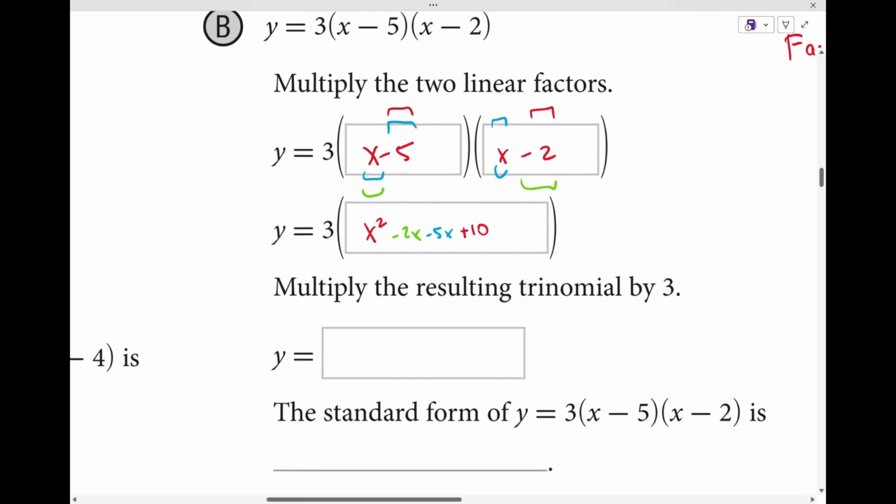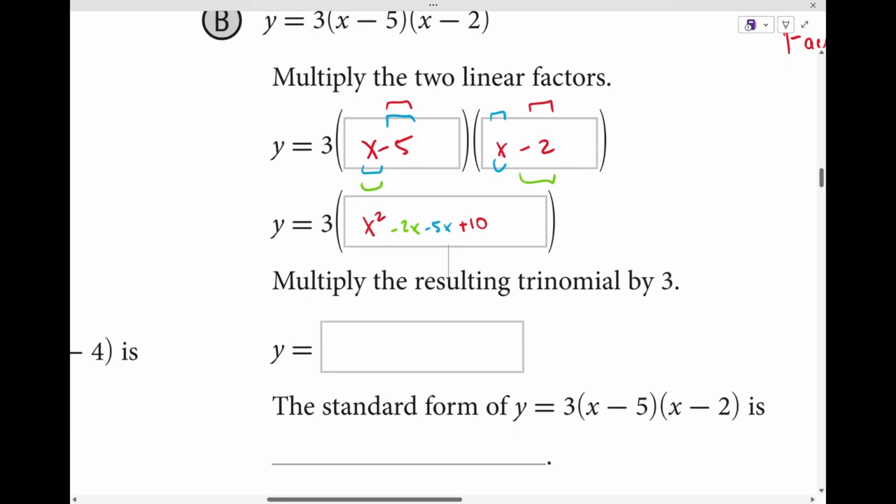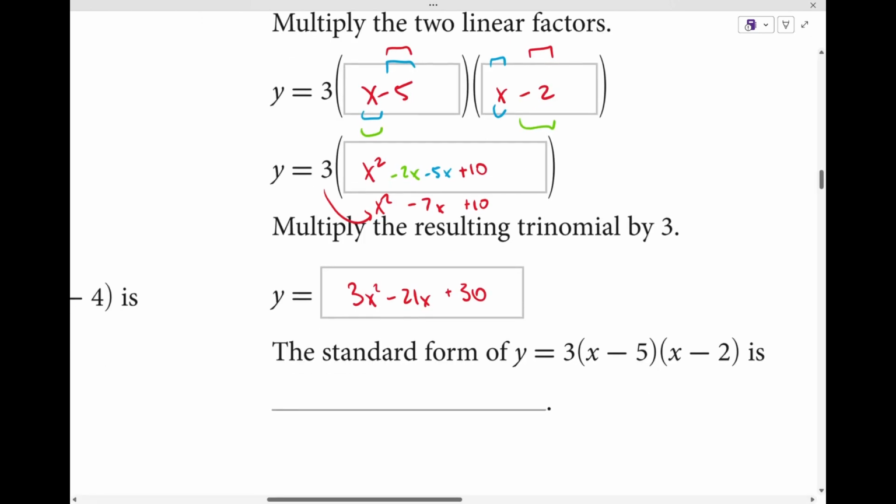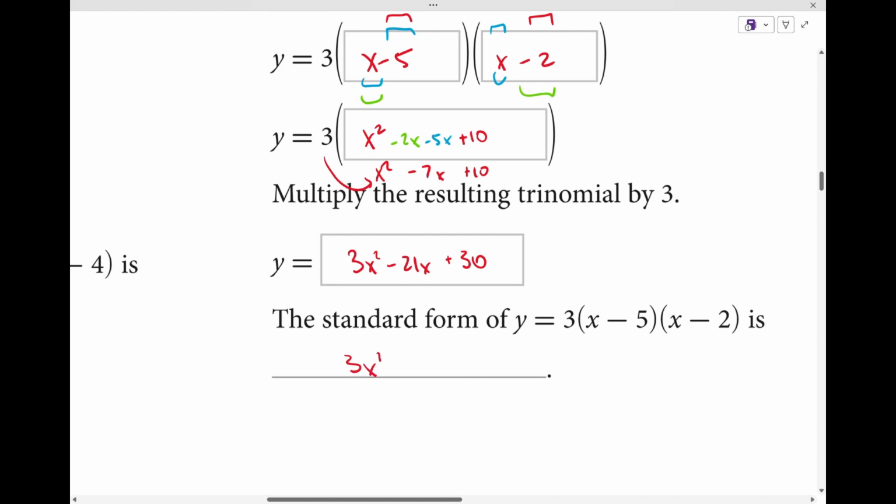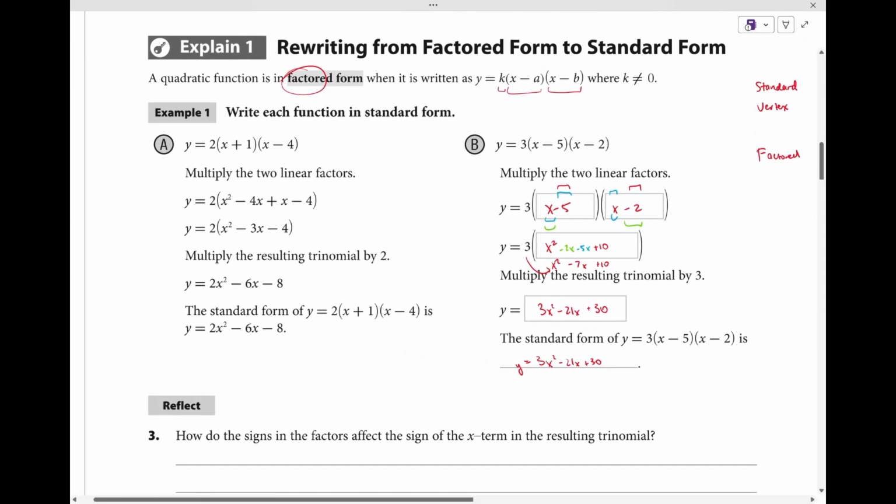Okay, so we want to multiply the resulting trinomial by 3. So I need to simplify it. So this is x squared minus 7x plus 10. Okay, same thing. I'm going to distribute this 3 into each term. So I got 3x squared minus 21x plus 30. And so my standard form is just that, 3x squared minus 21x plus 30, and I should really put a y equals over here. So that's how we change from factored form into standard form.